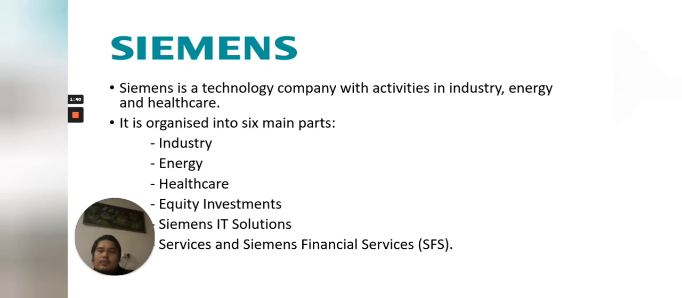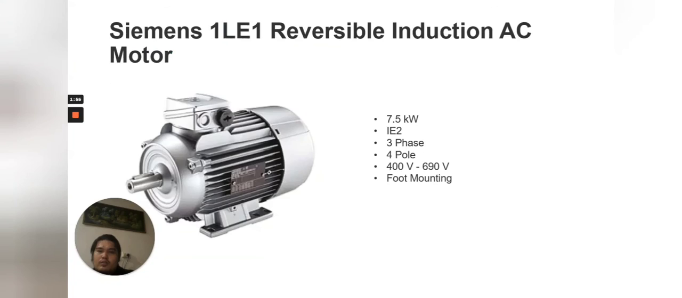For the next one is Siemens. Siemens is a technology company with activity in industry, energy and healthcare. It is organized into 6 main parts: industry, energy, healthcare, equity investment, Siemens IT solution and services, and Siemens financial services. So we focus on the industry.